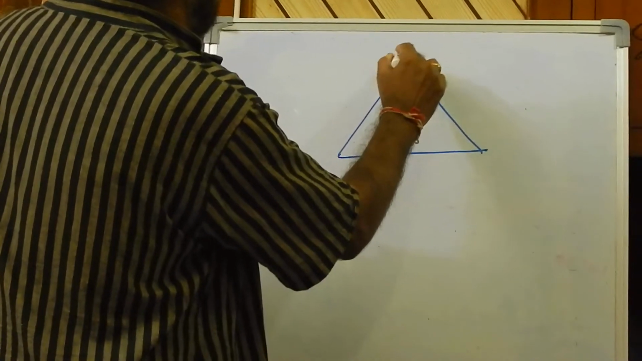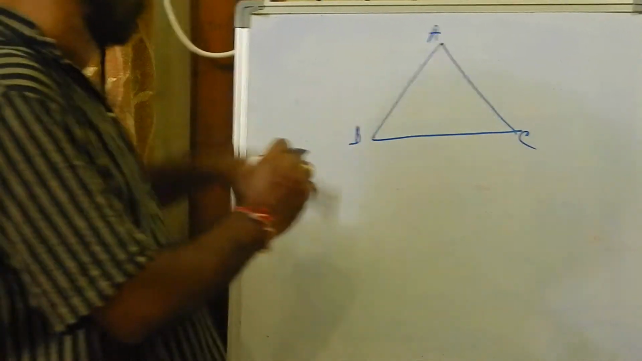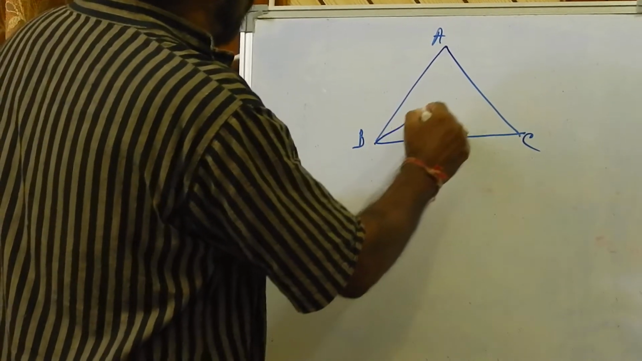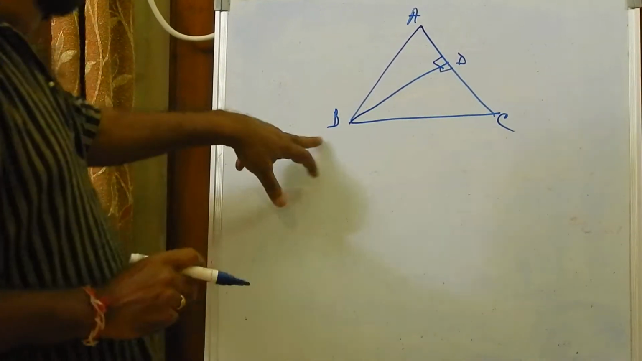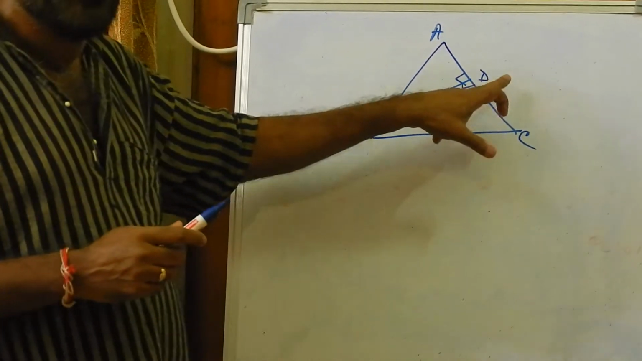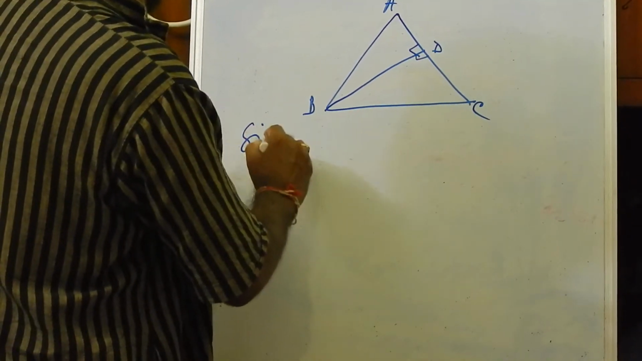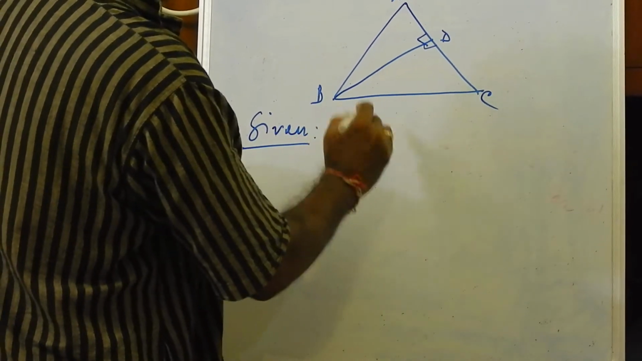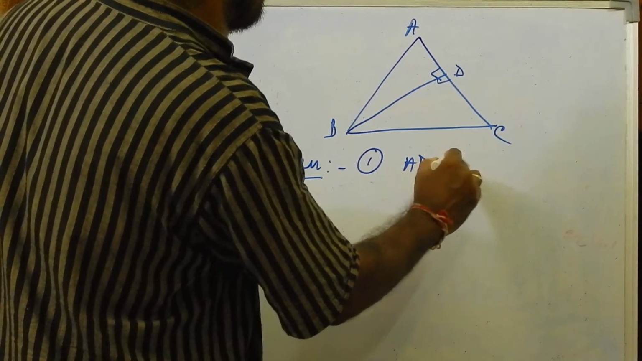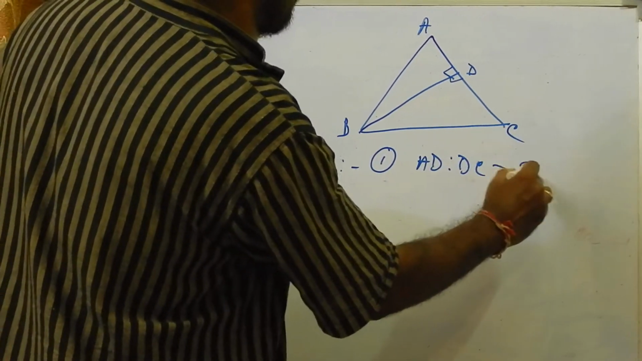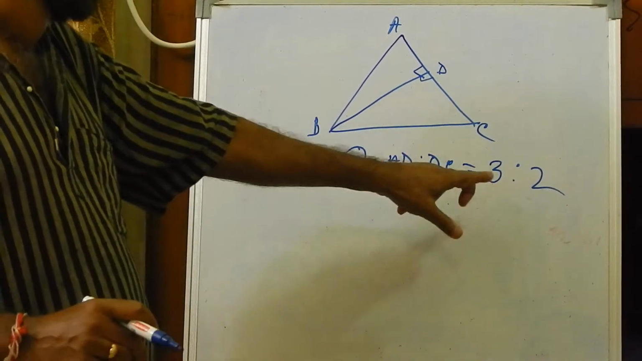A triangle ABC is given. Now from B we draw a perpendicular on AC. It is also given that there is a perpendicular BD on AC, and the clues are given. First, the ratio of AD and DC is equal to 3 is to 2.